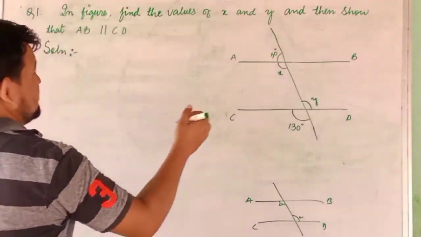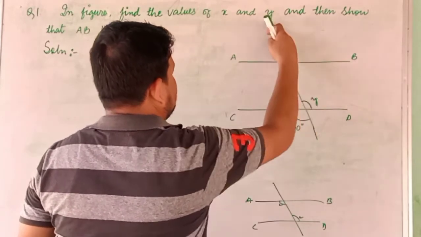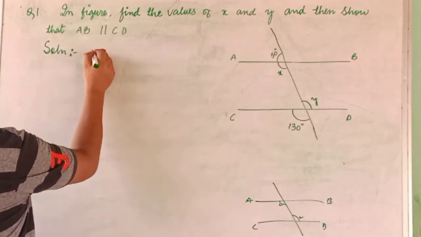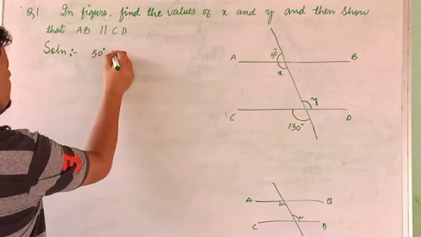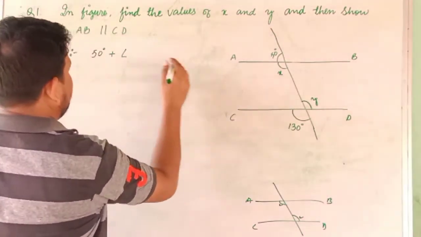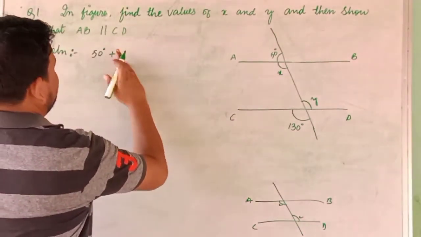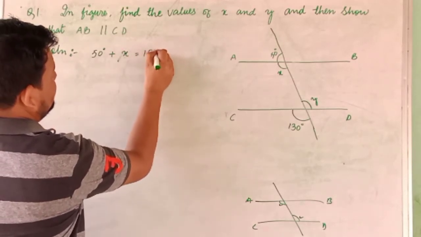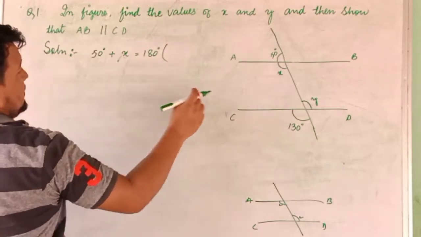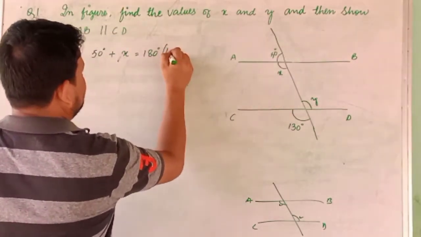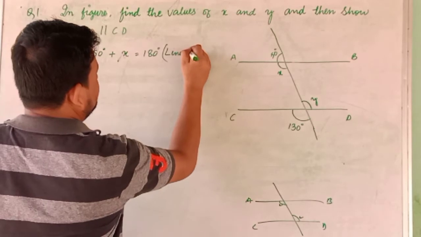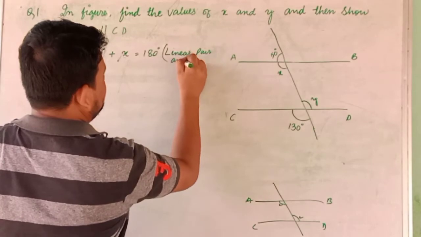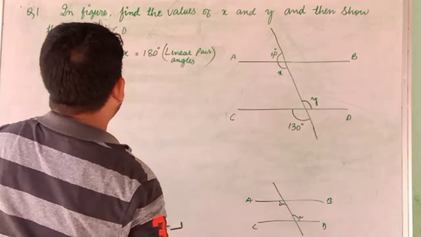Okay, so let us do it. Now let us say this angle plus this angle is equal to one straight line. So let us use the linear pair property, which is 180 degrees. So let us write it. Here 50 degree plus angle x, or we can write directly 50 degree plus x is equal to 180 degree. So this is the linear pair property. We are having one straight line. Linear pair angles. Okay, this is the linear pair angles property.